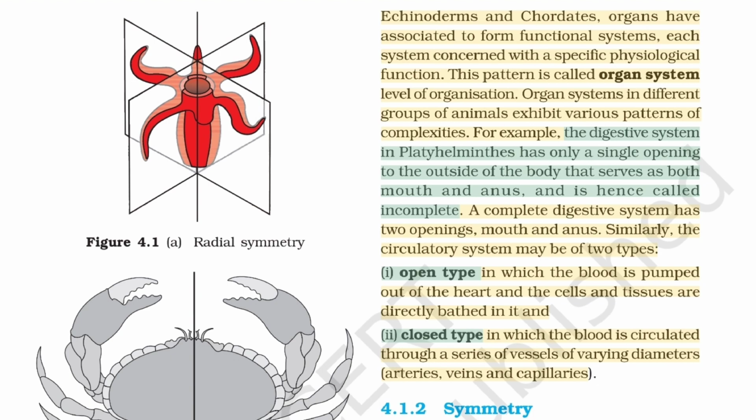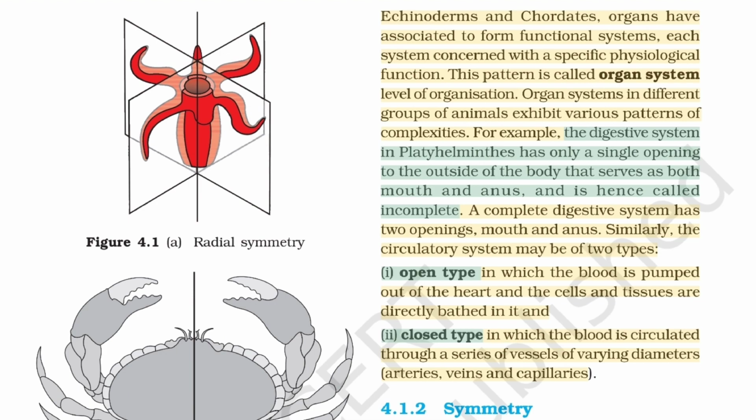Organ systems in different groups of animals exhibit various patterns of complexities. For example, the digestive system in platyhelminths has only a single opening to the outside of the body that serves as both mouth and anus, and is hence called incomplete. A complete digestive system has two openings, mouth and anus.